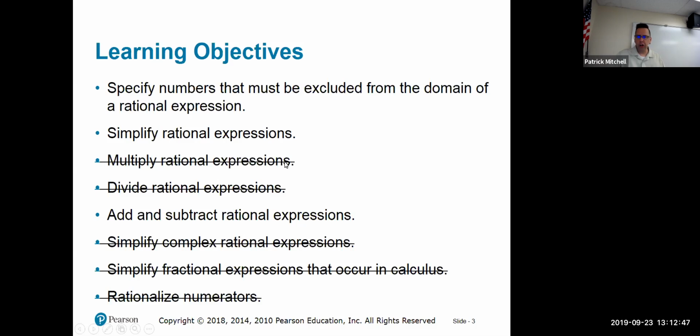So I actually looked in Chapter 5. I looked at every single problem in Section 5.1, and I didn't see any where multiplying and dividing rational expressions came up. For example, I did see a handful that had adding and subtracting rational expressions, so I kept that. Simplifying is very, very important, so we'll keep that.